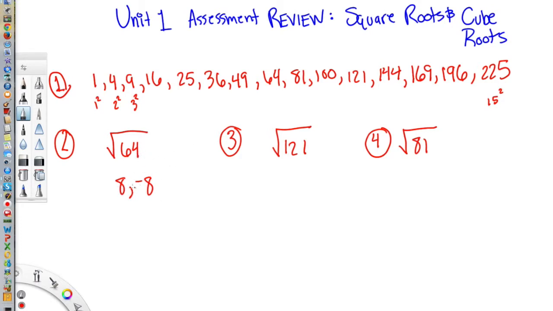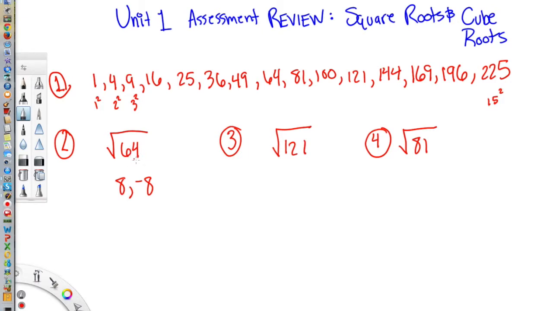Some people didn't understand, and they just put 8 times 8. No, I wanted the 2 square roots. 8 is a square root of 64, and negative 8 is also a square root of 64, because when you square either one of them, you get 64. And you drop the radical.